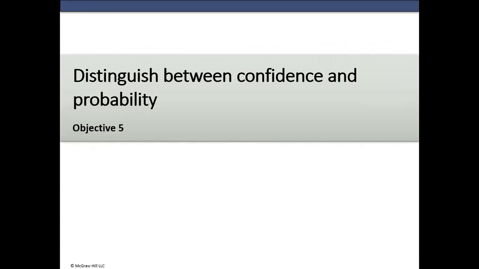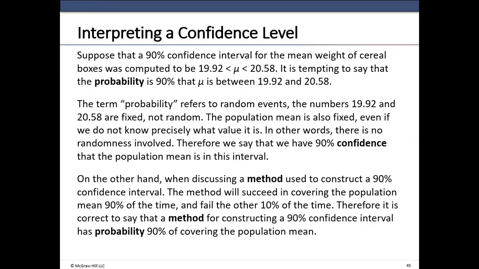Distinguish between confidence and probability. Suppose a 90% confidence interval for the mean weight of a cereal box was computed to be between 19.92 and 20.58. What does it mean? It means with 90% confidence, we can state that the actual population mean will fall between 19.92 and 20.58. It is not that there's a 90% probability that the population mean will be between these two numbers.